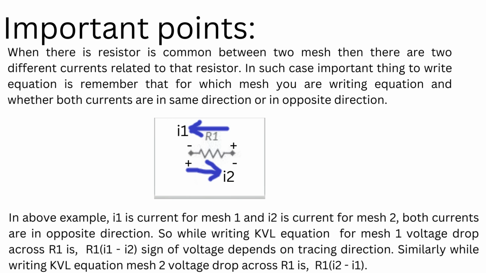When a resistor is common between two meshes, there are two different currents related to that resistor. In such a case, the important thing when writing the equation is to remember for which mesh you are writing the equation, and whether both currents are in the same direction or in opposite directions. In the above example, I1 is the current for mesh 1 and I2 is the current for mesh 2, and both currents are in opposite directions. So while writing the KVL equation for mesh 1, the voltage drop across R1 is R1 (I1 minus I2). The sign of the voltage depends on the tracing direction. Similarly, while writing the KVL equation for mesh 2, the voltage drop across R1 is R1 (I2 minus I1).